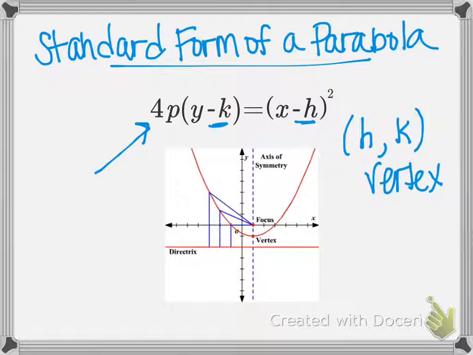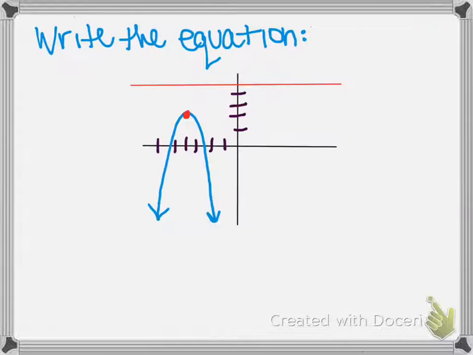And then this amount that's between what's called the focus and the vertex, or the focus and what we call the directrix, that right there is p. So whatever that distance is from the vertex to that line that we call the directrix, or the vertex to that dot we call the focus, that's how much p is. So that's why that's in that equation. So that means given the equation or given the graph, we should be able to come up with all of these things. So let's go through a couple of examples.